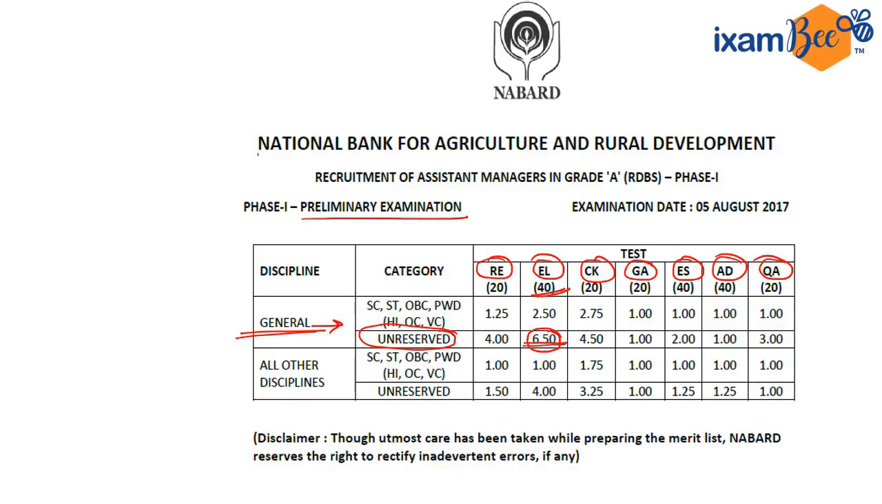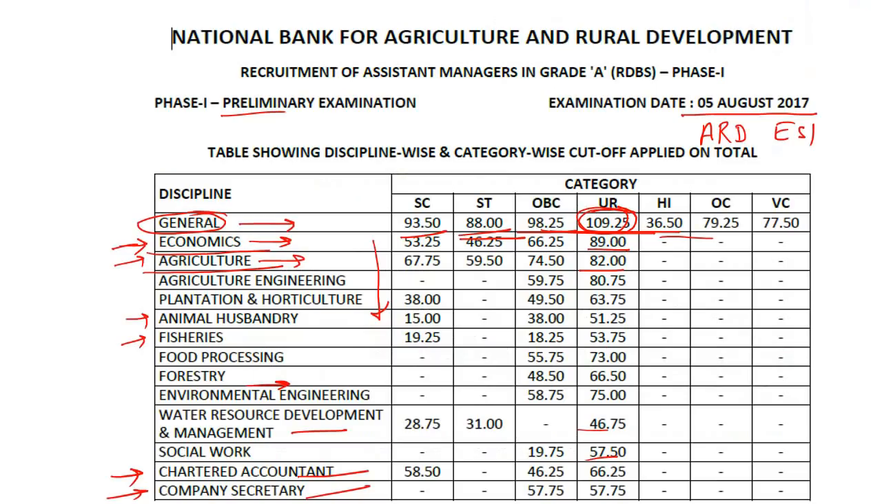Likewise, sectional wise, most of the people are worried about ESI and ARD. So the ESI cutoff was 2 marks and ARD it was 1 mark. In quant it is 3 and in general awareness it is 1. Computer knowledge it is 4.5 and reasoning it is 4. So if you see, the sectional cutoff is actually very low. Why am I saying very low? I don't think that anybody can reach these numbers.